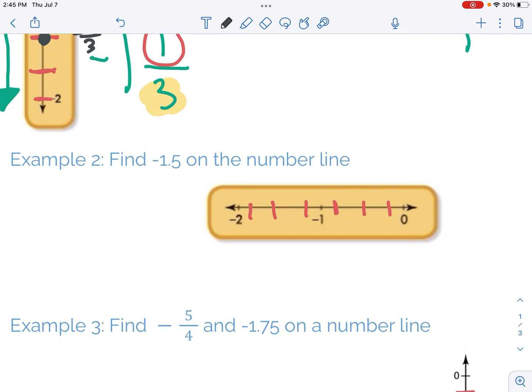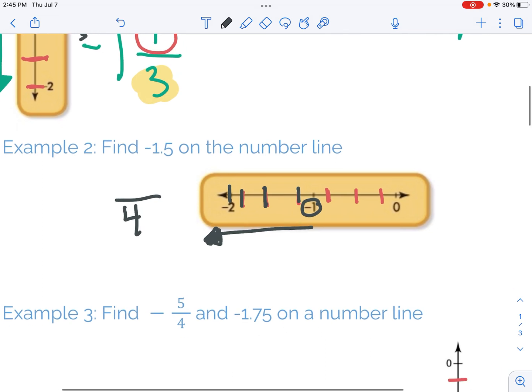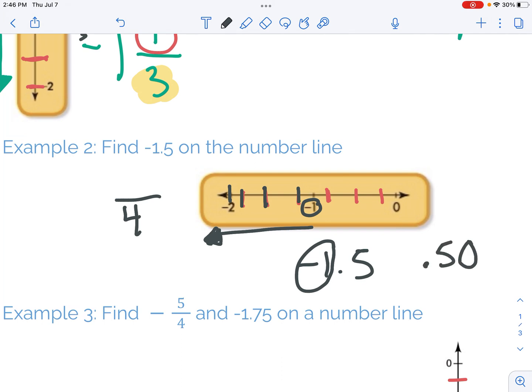Let's try some more for practice. Find -1.5 on the number line. So we have our whole number of -1. We're not going to count that tick mark, but we know it's going to be anything after since we're dealing with negatives. I'm going to go ahead and count these tick marks just to see how many I have. So I have 1, 2, 3, 4 tick marks to get me to my whole number. So that means I'm out of 4. Now, because we have -1.5, I'm going to ignore that -1 for right now because we already know it's after it. And I'm going to be looking at this 0.5, which is the same as 0.50.